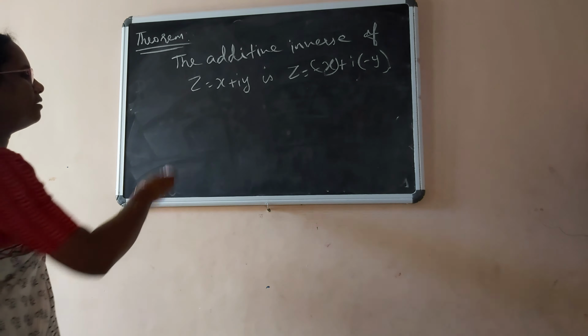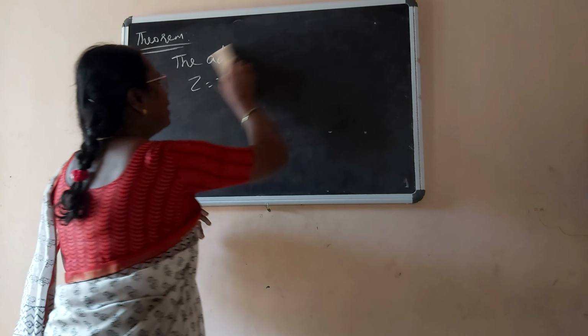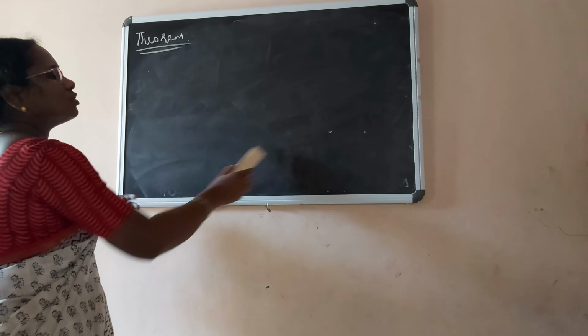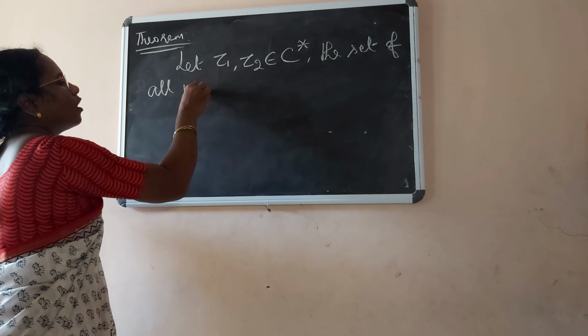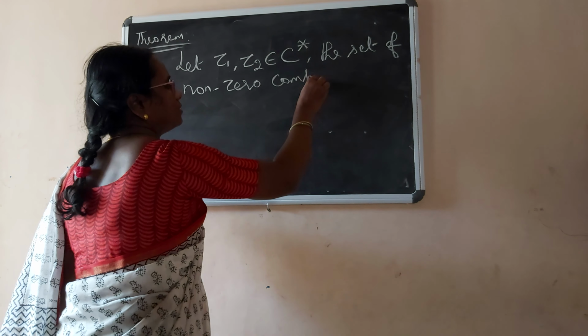Next, we have to prove that non-zero C dot is an abelian group. Now, let us take two non-zero complex numbers, z1, z2 belonging to C star. What does C star mean? C star means the set of all non-zero complex numbers.